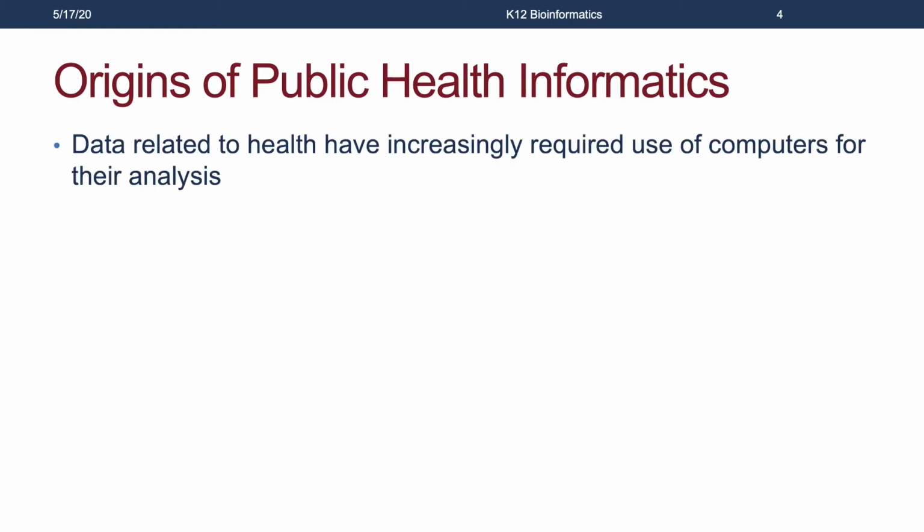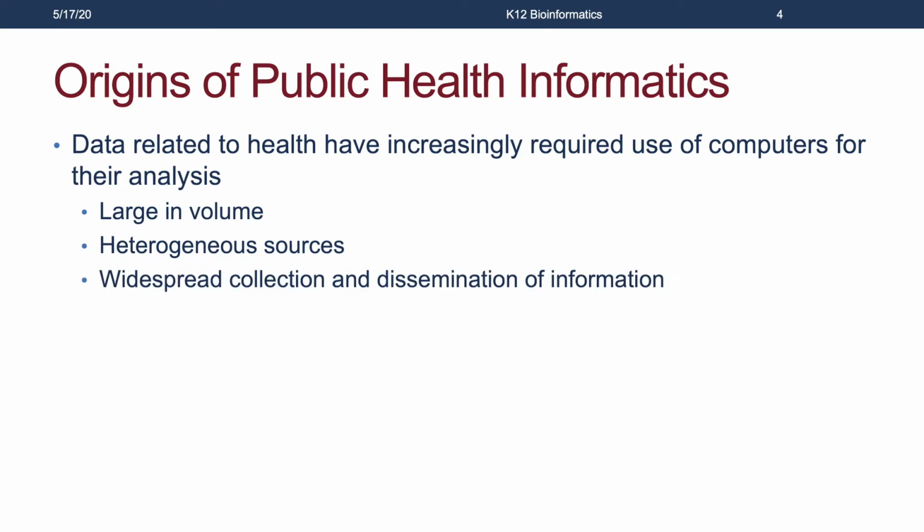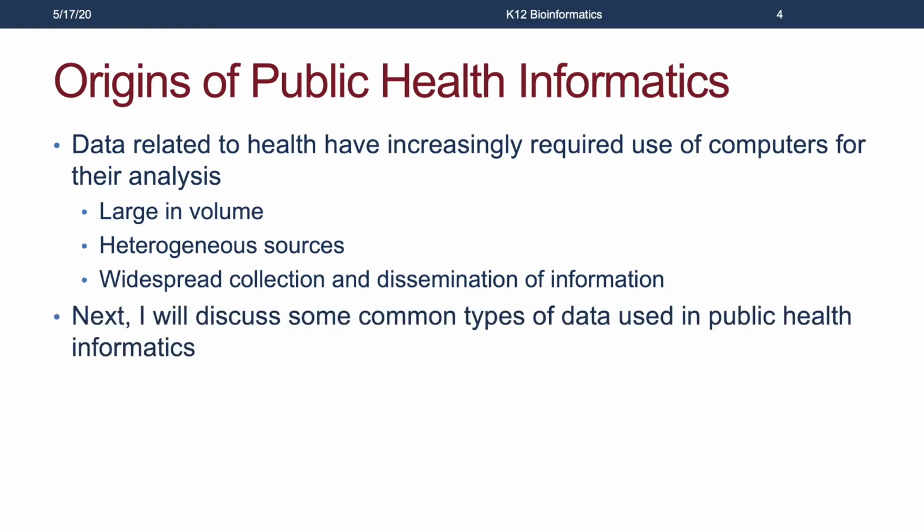Let's discuss the origins of public health informatics briefly to help put some perspective of why public health informatics arose as a discipline. Data related to health have increasingly required use of computers for their analysis. The data is large in volume, it comes from heterogeneous sources, and there's widespread collection and potentially dissemination of information that we'd like to accomplish. And of course, computers can help us with each of these. So next, I will discuss some of the common data types used in public health informatics, and after that, a couple of application areas. Epidemiologic data first.